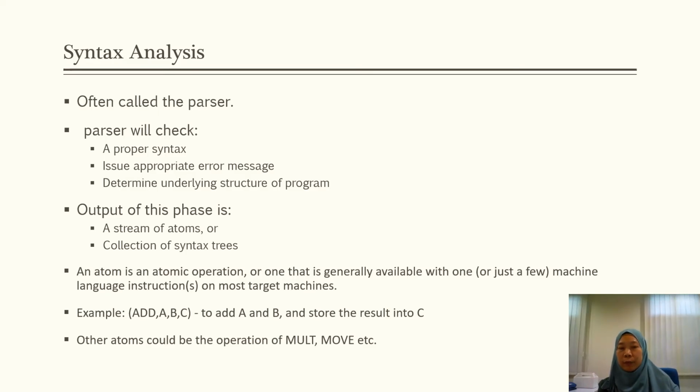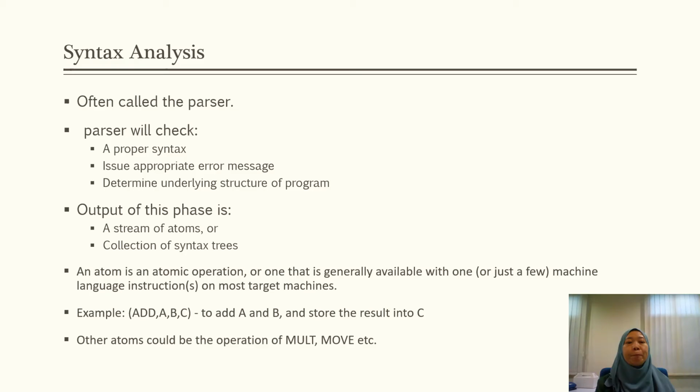The parser also determines the underlying structure of the program. Basically, the parser deals with the structure of your code, what is missing and what is not. For example, declaring a variable has a structure: you need to declare the data type, integer, variable name, then the operator, equals sign, number, and end with a semicolon. That is the grammar for writing variable declarations. If you are missing one of them, it will issue an error message, for example saying that the semicolon is missing.